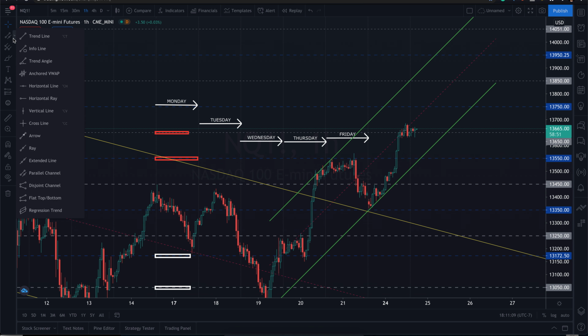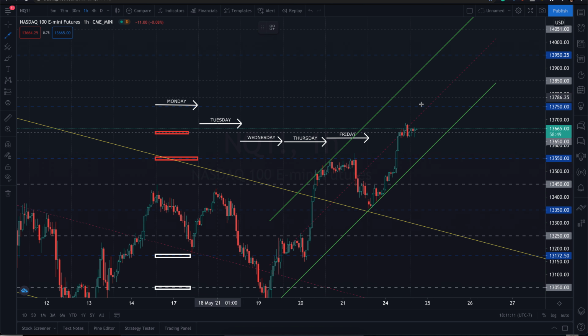What I usually like to do is project what level I'm going to hit if we just go straight up from here. This is going to be a level corresponding with this green new trend that I just created for you guys to see. So I'm going to move my first level right here, and that is going to be 13,850.